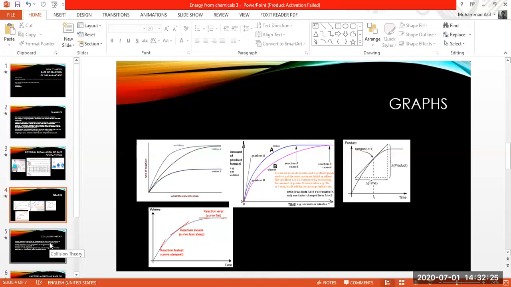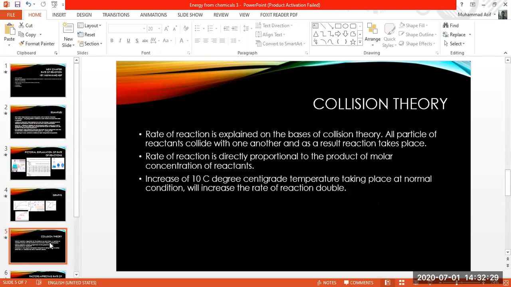Now, the rate of reaction can easily be explained on the basis of the collision theory. What is the collision theory? According to the collision theory, all particles of reactants collide with one another, and as a result, a reaction takes place. Second, the rate of reaction is directly proportional to the product, meaning multiplication, of the molar concentrations of reactants. This indicates that if the concentration of reactant is very high, then the rate of reaction will be very fast.